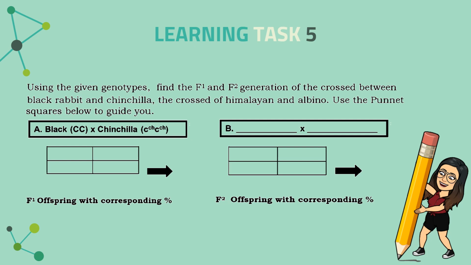For Learning Task 5, you will determine the first and second filial generation of the crosses between a black rabbit and a chinchilla. In letter A, you will show the cross between a black rabbit and a chinchilla using the given genotypes. Then list the phenotypes and genotypes of the offspring with their corresponding ratio. The offspring that you will get in letter A will be used in answering letter B. Write the coat colors of the rabbit that you will be crossing. Show the Punnett square, as well as the phenotypes and genotypes of the offspring with their corresponding ratio.